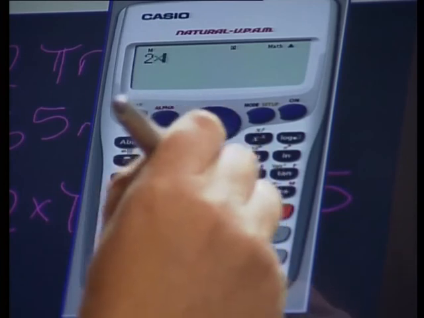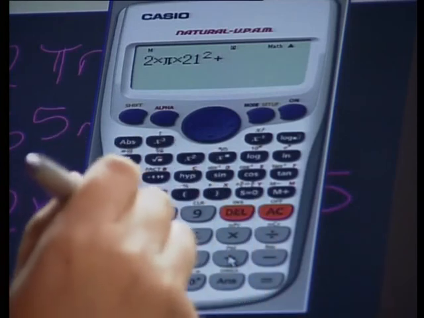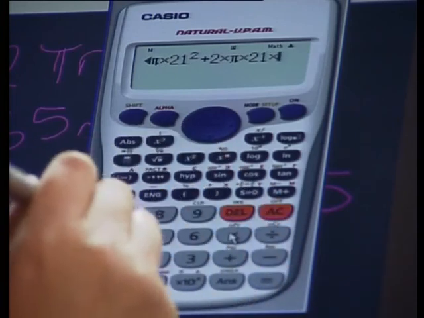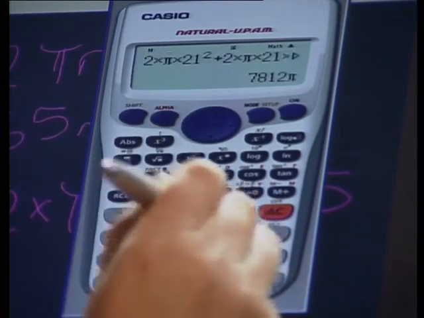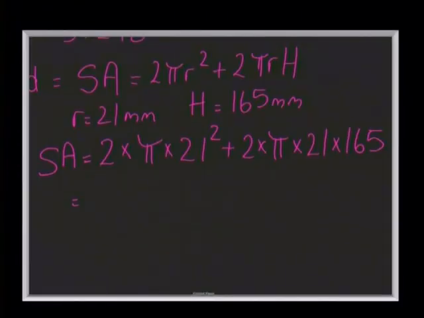And we got 2 times pi times 21 squared plus 2 times pi times the radius times the height of the shape, and we get an answer of 24,542.12. So my surface area is 24,542.12. What were we dealing with? Surface area, millimeters squared. Don't forget your units and don't forget the correct units.